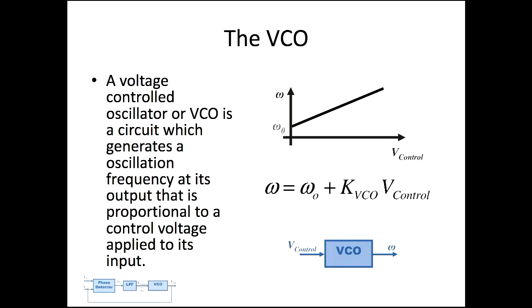Then the VCO. VCO is a voltage controlled oscillator. When you plot the VCO output, this is the frequency versus voltage. When the voltage is increasing, the frequency will increase. That's the VCO. So omega equals omega 0 plus K_VCO times V_control. When V_control equals 0, omega equals omega 0. So when you turn on the VCO, it has a frequency omega 0. But when you increase the voltage at the input, then the frequency will increase.